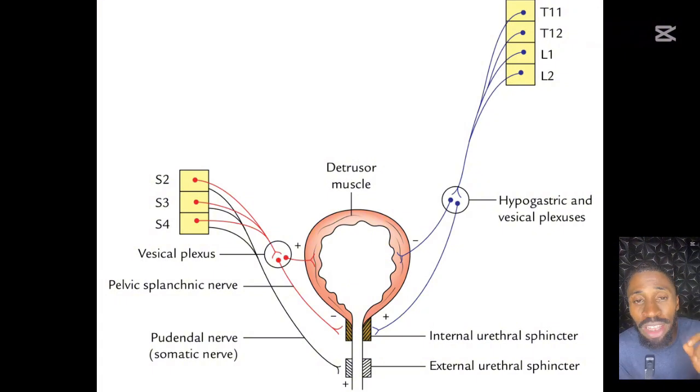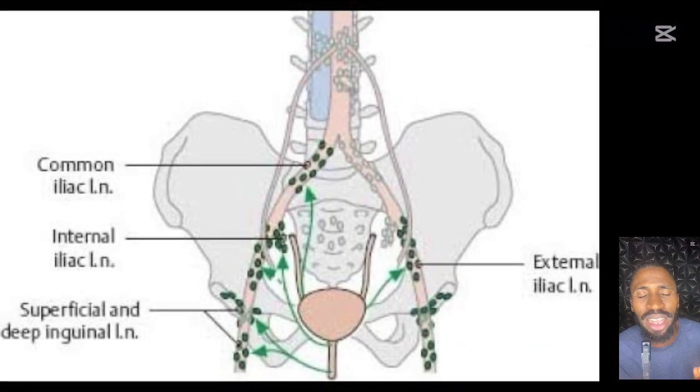So I took time explaining this part because it is very, very important, especially in your exams. In our physiology video, we'll also be talking about micturition in renal physiology, so you go check that video too. Now the lymphatic drainage of the bladder is majorly the external iliac lymph nodes, or the internal iliac lymph nodes.